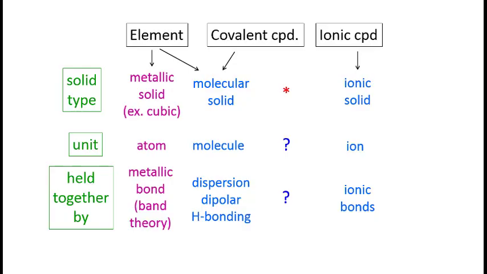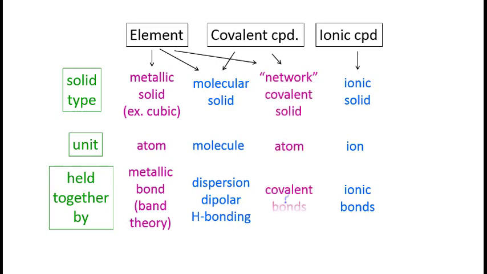We return to our chart one final time and can now add our fourth solid type. Notice that elements in covalent compounds can both be network covalent solids, but they can also both be molecular solids. This is a point we will need to come back to on a subsequent page. In network covalent solids, the unit is again the atom. We cannot locate molecules in the structure. All atoms are held together by covalent bonds, so there is no longer the distinction between forces inside a molecule and forces between molecules. There is a network of bonds.